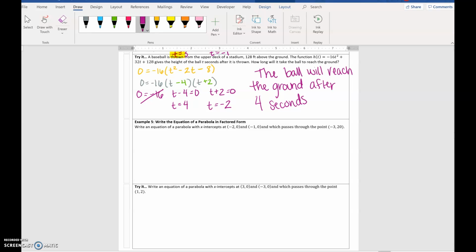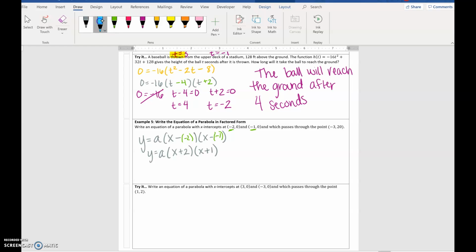And so now we're given the x-intercepts and a point that it passes through, and we have to write the equation. So we're going to start by plugging in the x-intercepts. And remember, when we put them into the equation, it's going to be opposite because it starts as x minus and x minus, and then we plug in those there. So we have negative 2 and we have a negative 1. Then those become positive, so we have y equals a times x plus 2 and x plus 1.